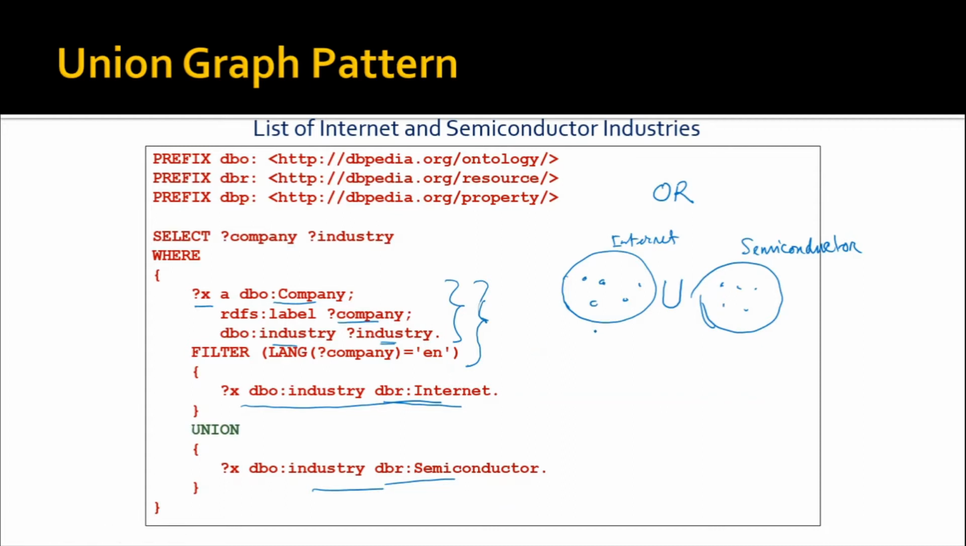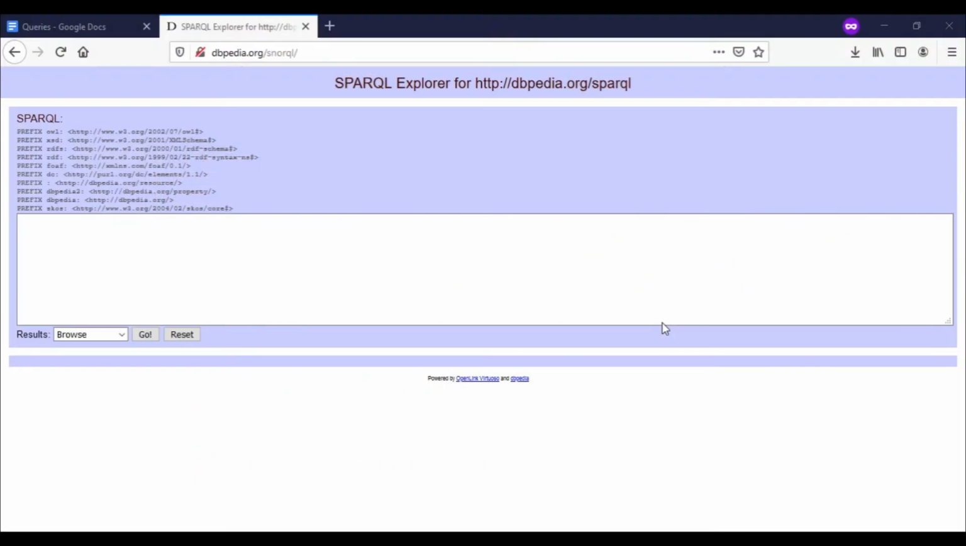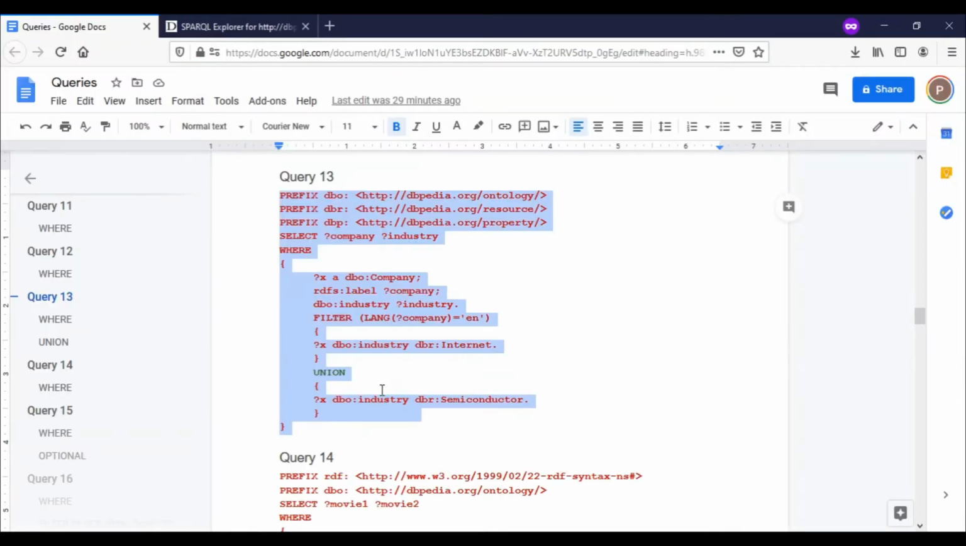And you know the basic notion of union. By the basic notion of union, we can list this company, list this company, or a company which appears in both the categories, right? So let us try to run this query and see what is happening, right? So we're moving to the DBpedia SPARQL endpoint. This is the query we are trying to run.